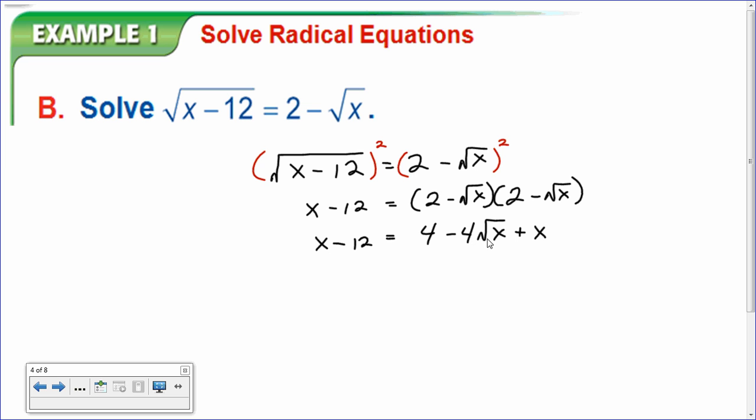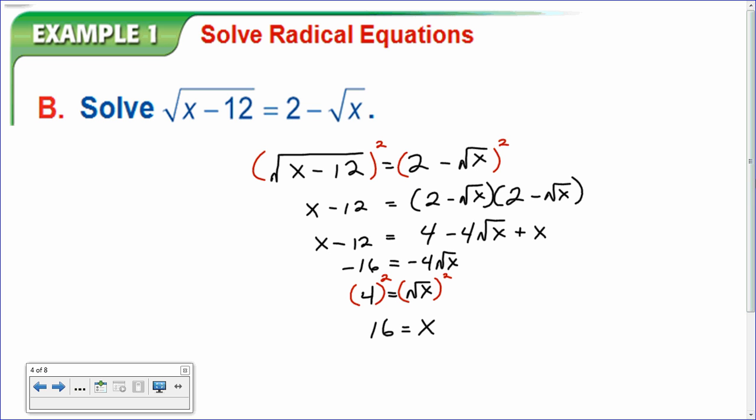Now I'm going to get this radical over here all by itself on this side. I'm going to subtract 4, so negative 12 minus 4 is negative 16. I'm going to subtract x. x minus x is gone. Alright, so I've got negative 16 equals negative 4 root x. Now I need to divide both sides by the negative 4. Negative 16 divided by negative 4 is a positive 4 equals the square root of x. And now I'll square both sides to remove this radical. Results in a statement of 16 equals x.